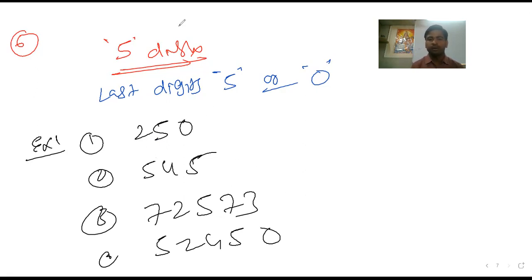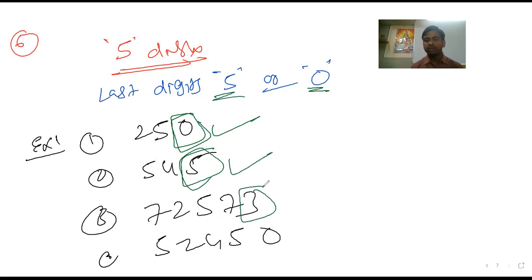Is it divisible by 5 or not? Just look at the last digit. Last digit is how much? 0. Divisible. Last digit is 5. Divisible. Last digit is 3. So it is not 5 or 0. It is not divisible. Last digit is 0. It is divisible. So you just look at the last digit. If the last digit is 0 or 5, the entire number is divisible by 5. Any other number is not possible. I hope the divisibility rule of 5 is very clear.